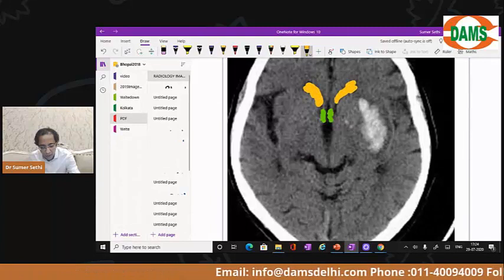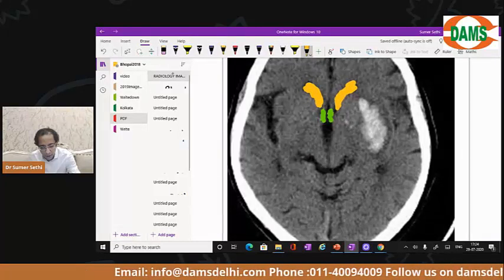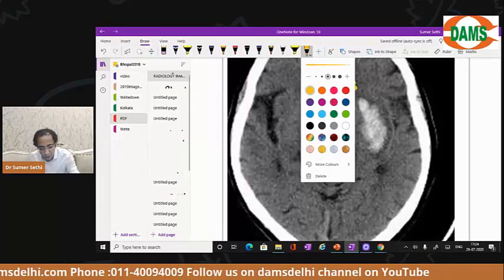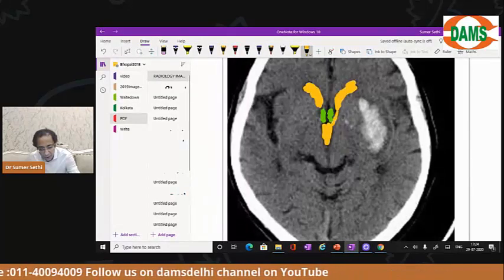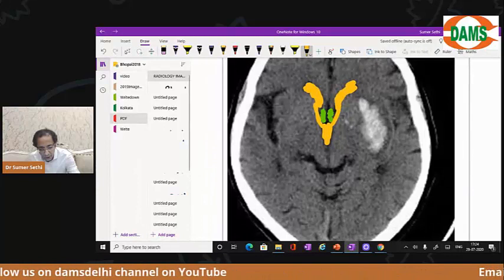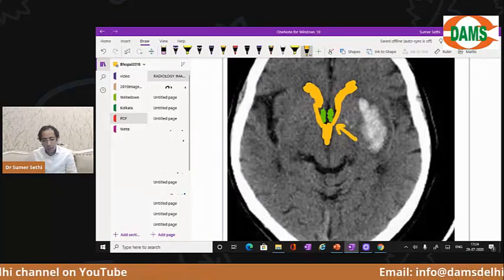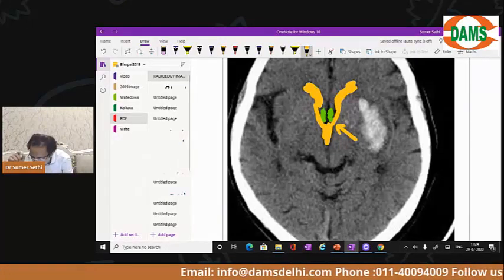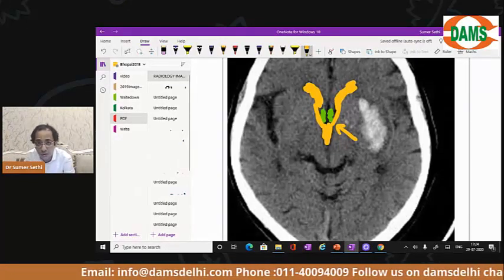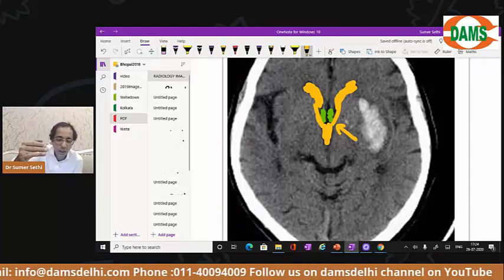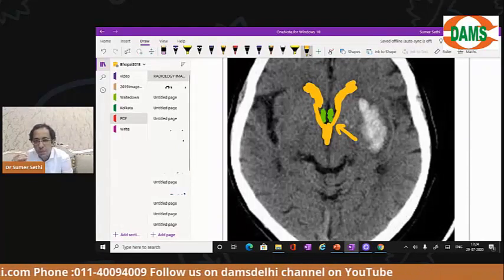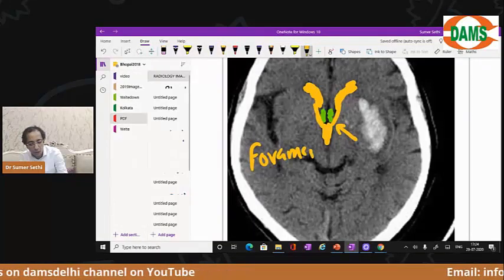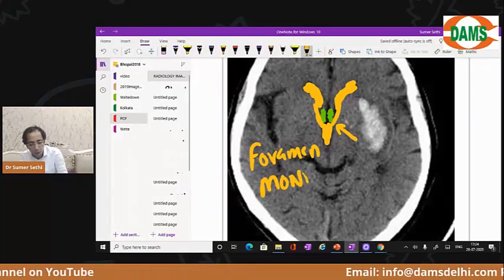These are your lateral ventricles. This is your third ventricle. On both sides, from the lateral ventricle there is a foramen which is connecting the lateral ventricle to the third ventricle, and this foramen is located just behind the fornix. We call this foramen the foramen of Monro.